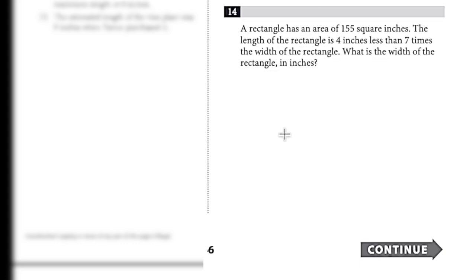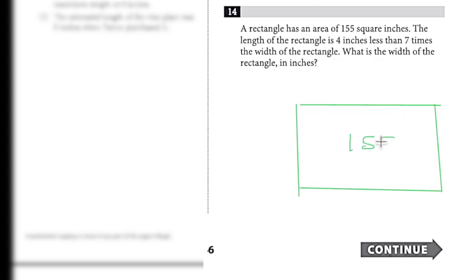All right, so it's telling us about a rectangle. I'm gonna quickly draw one out here. The area is 155. I like to put that in the middle if it's the area. Length is 4 inches less than 7 times the width. Okay, so L equals 7 times the width, 7W, 4 inches less than that, minus 4, right? So basically, we have two of those, 7W minus 4, 7W minus 4, and then the width is the width. So we could just put W's all around.